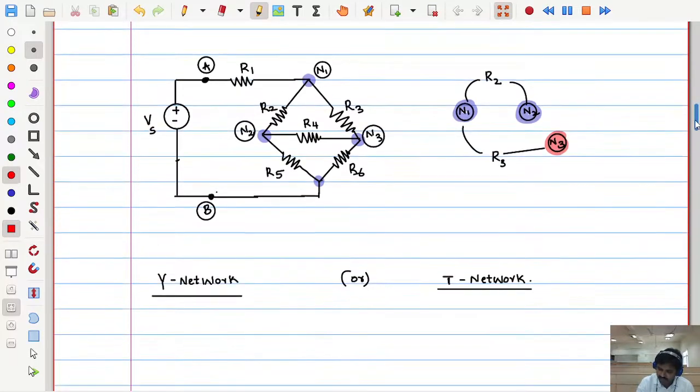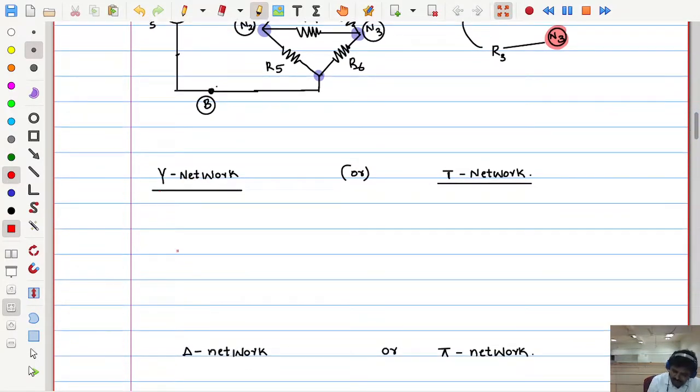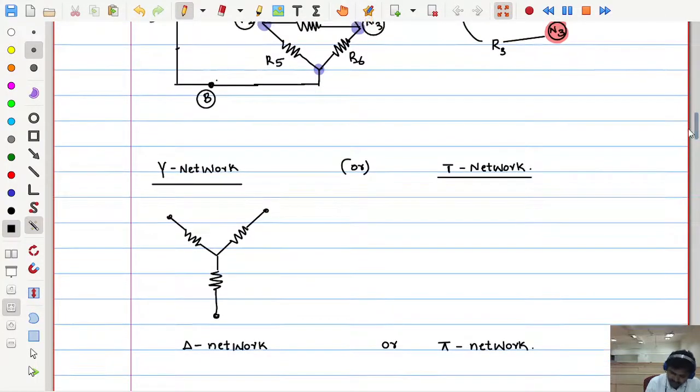Now try to see, we are able to find this kind of configuration here. First let me draw those configurations. That is what we call the T or Y network. That means some resistors you could find in the shape of a Y like this. So does it look like a Y shape? See here. Now can you find something which looks like this here? So with these characteristics, I will tell you.